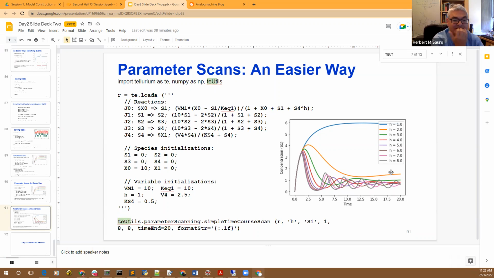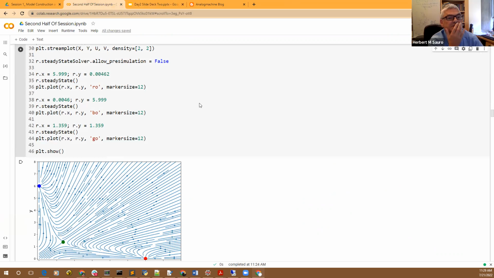Any other questions? A lot of stuff there. I'll save this. I think this whole session is saved on the drive. Is the Colab notebook that you were just editing also saved? Yep, it's called Second Half of Session. I think it should be in Drive 2. Yeah. Okay.